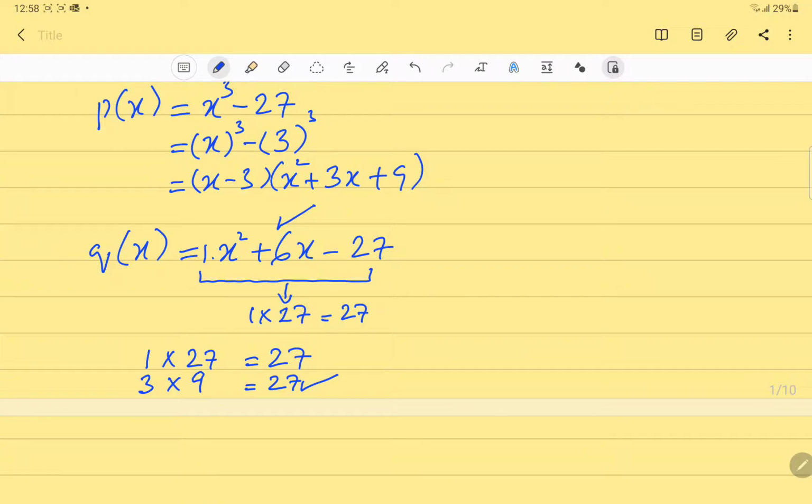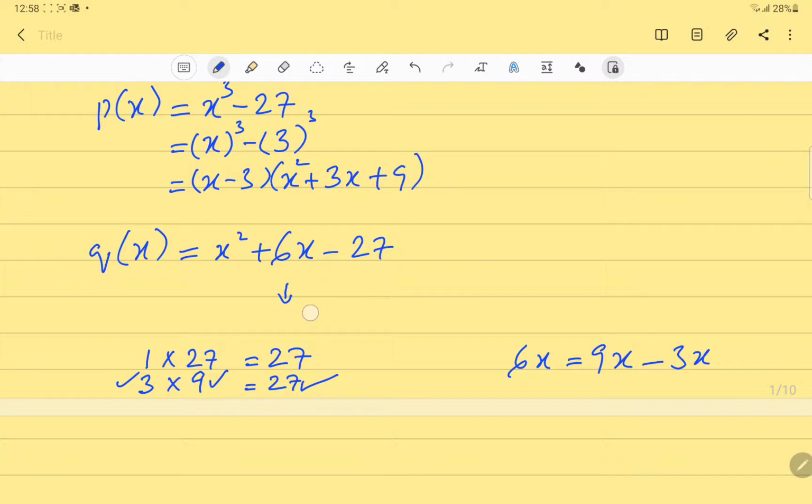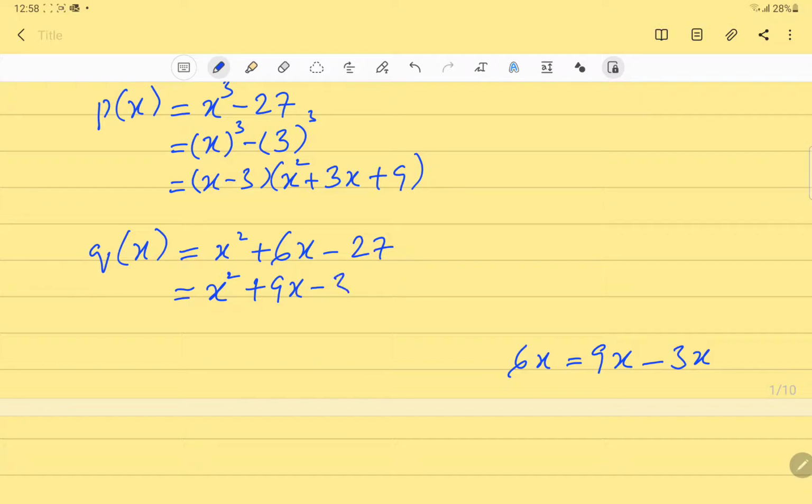Okay, so 6x can be replaced with 9x minus 3x. So 9x minus 3x. Let's remove our rough work. Now we will replace this 6x with 9x minus 3x.